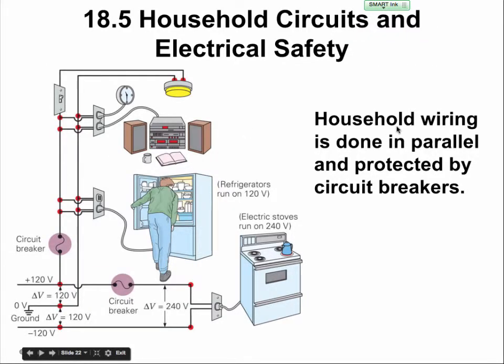So how does this relate to our household? Well, household circuits and electrical safety: basically everything that's plugged into our house has a ground in it. Household wiring is done in parallel and protected by circuit breakers. What the circuit breakers do is that if for some reason the current is too large, the circuit breaker will open the circuit and that will stop the flow of current. So if there is a short in the refrigerator, it will draw more current because the resistance is low. If that current gets too high, we don't want that, and so the circuit breaker will pop.